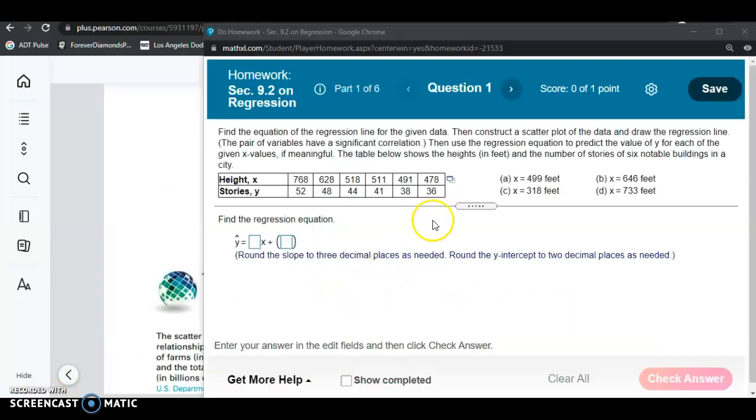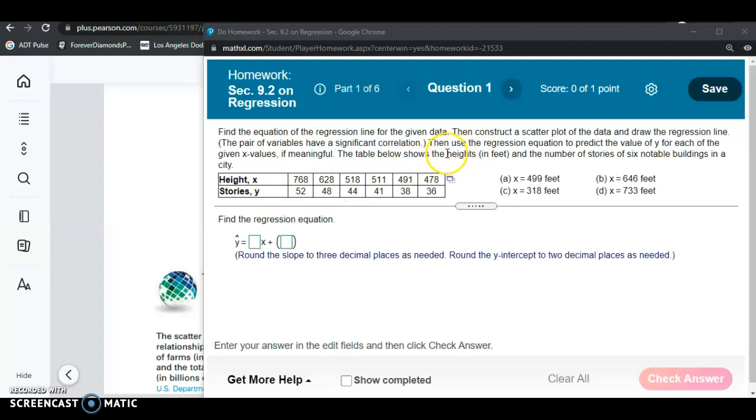So let's go ahead and look at problem 1 in the homework for section 9.2, and it says, find the equation of the regression line for the given data, and then construct a scatter plot of the data, and draw the regression line. And then it says in parentheses here that the pair of variables have a significant correlation. So you've already done the work to show that there is a significant linear correlation between the height x of a building and the number of stories of that building, which is the variable y. So we don't need to go through that.